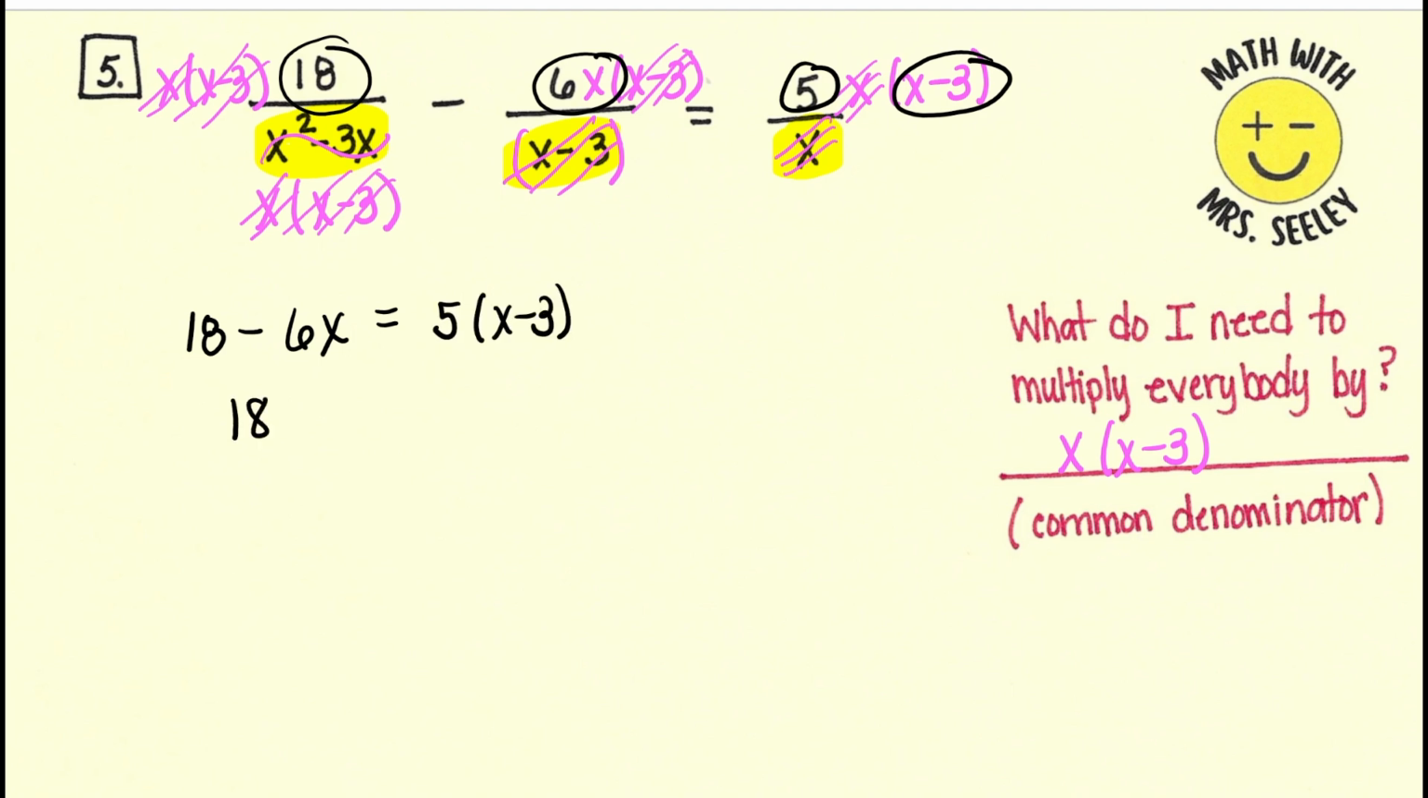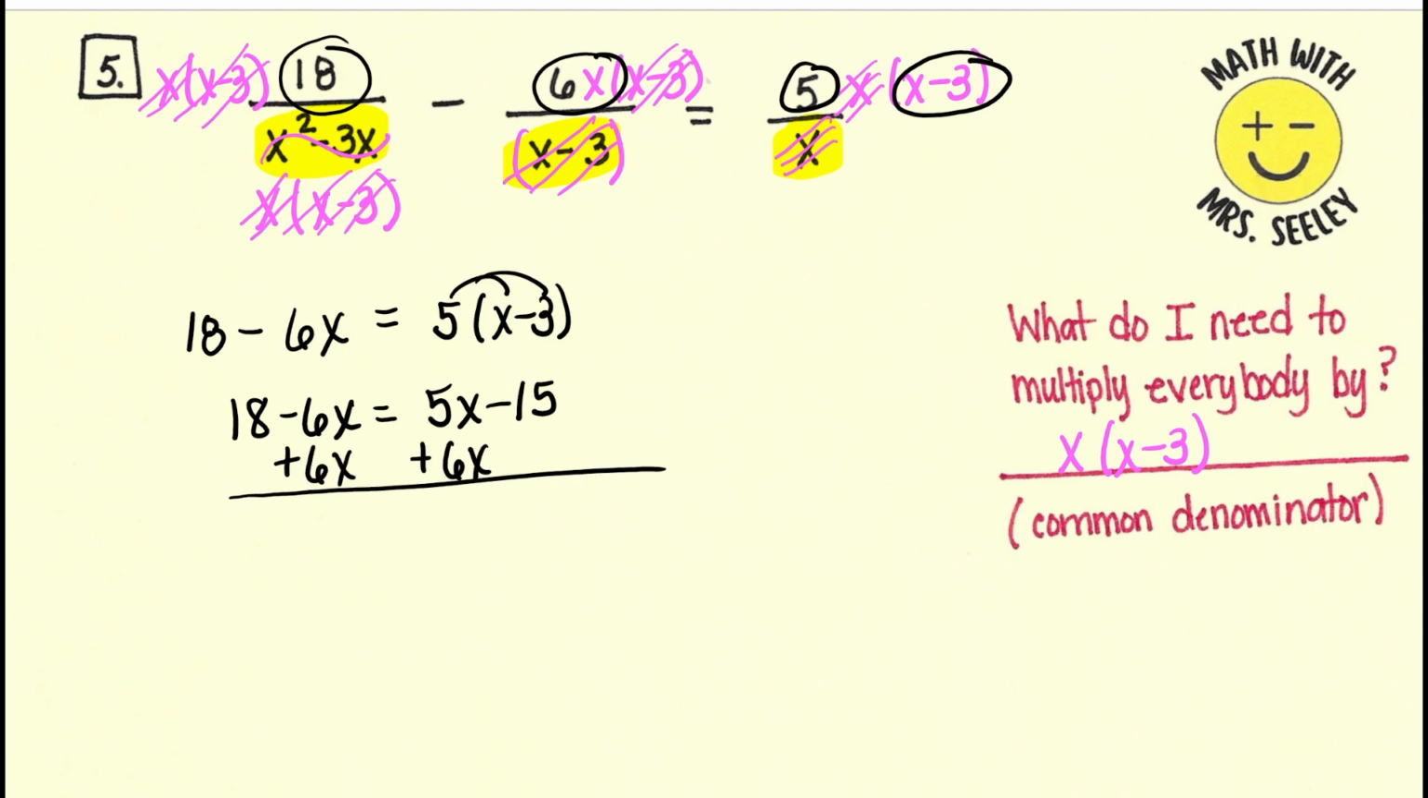So bring down your 18 minus 6x. Distribute your 5 and get 5x minus 15. I'm going to get my x terms together by adding 6x to both sides. So that gives me 18 is equal to 11x minus 15. Add your 15 to the other side.